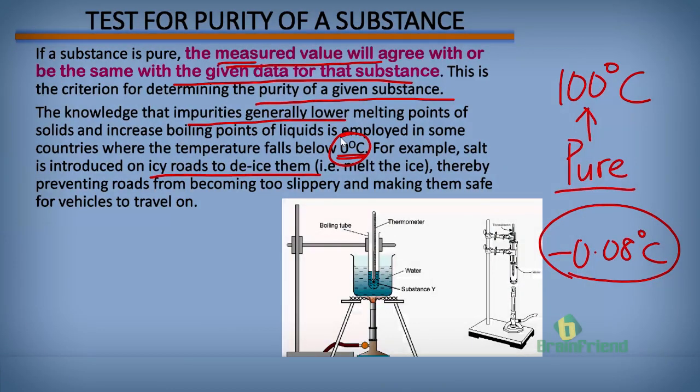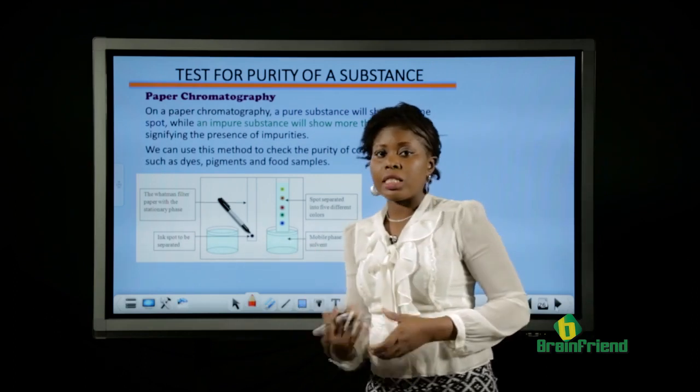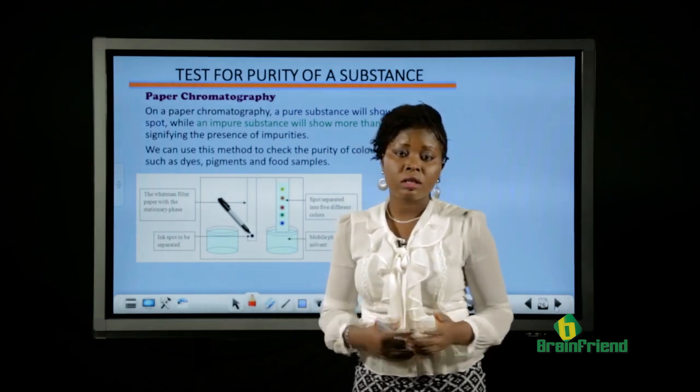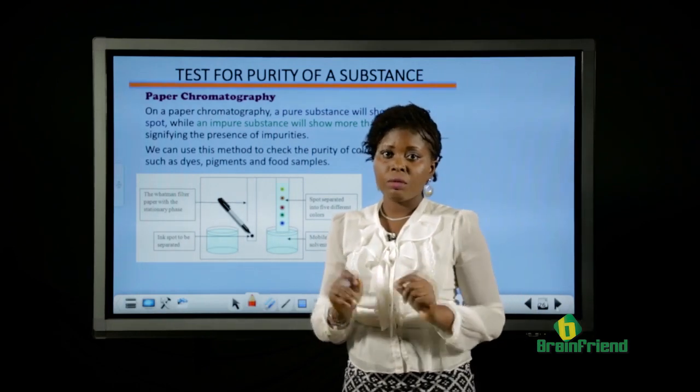So when they do that, they are preventing roads from becoming too slippery and also making them safe for vehicles to travel on. Now let us look at how paper chromatography can be used to test for the purity of a substance. Now, we'll be talking more on paper chromatography in our next lesson when we'll be treating the various physical methods that are used to separate mixtures.